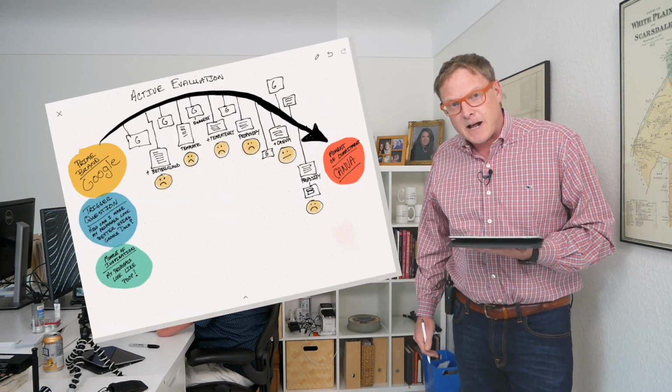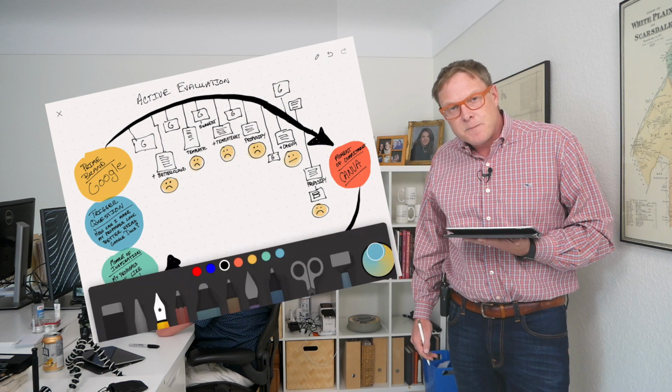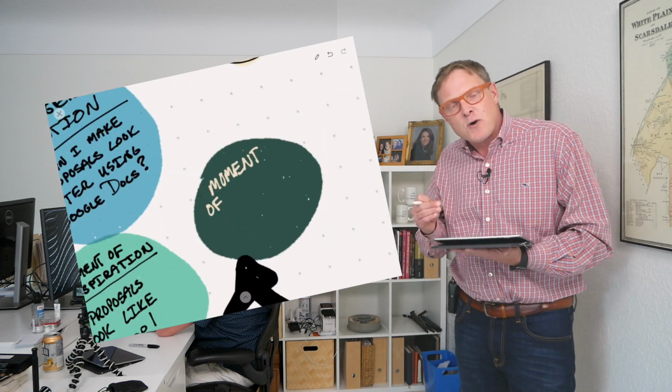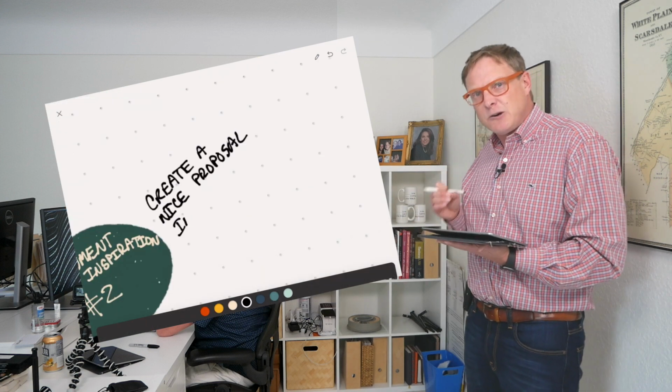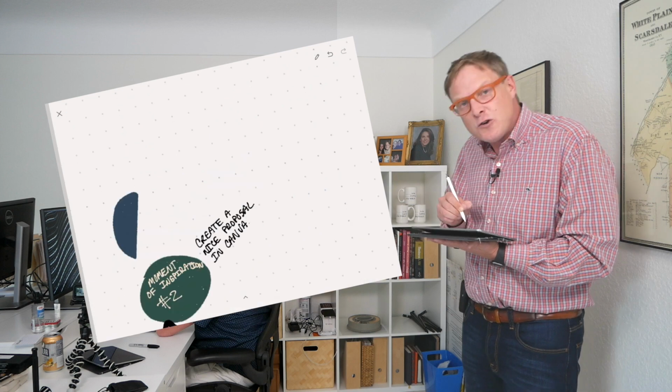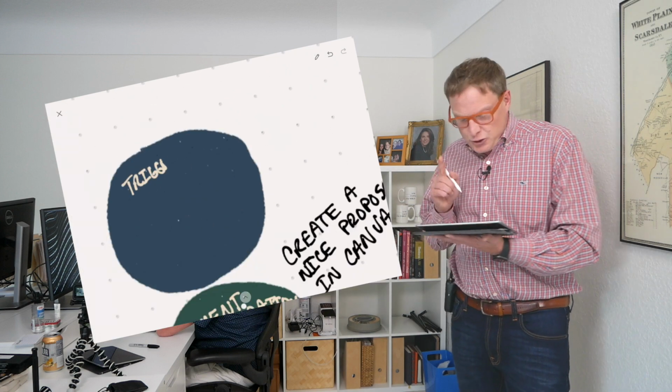You know what, because I own Canva, let's go back to Canva. I see what's going on here. He already has committed to Canva. So now he's back on Canva. His new moment of inspiration is that he might be able to use Canva to create a great proposal. So we create a new moment of inspiration. His new trigger question we're about to see.